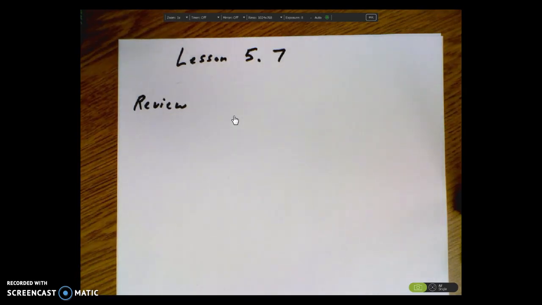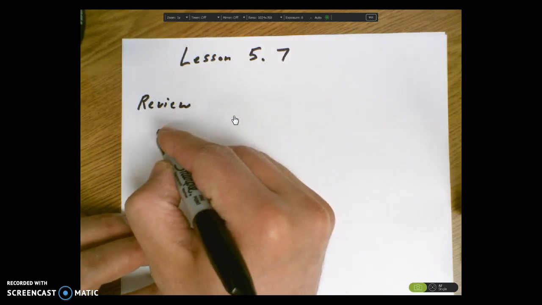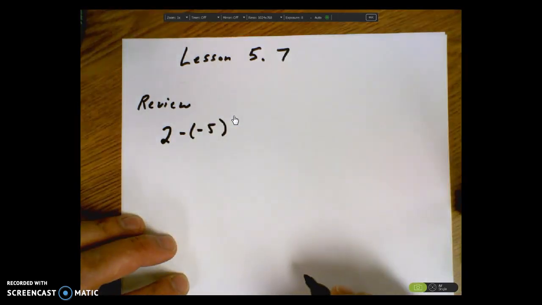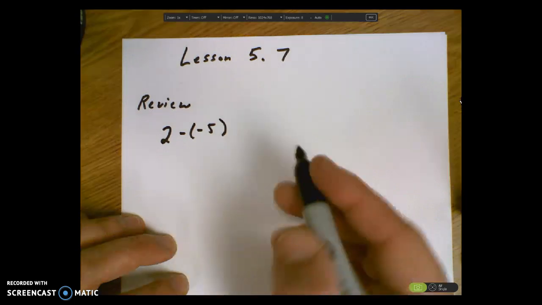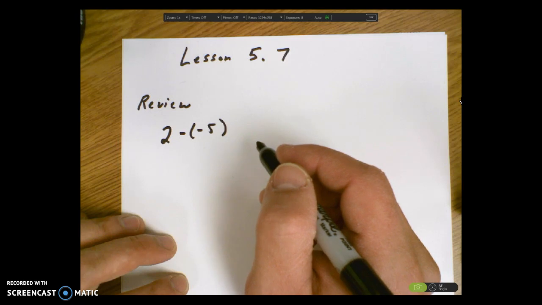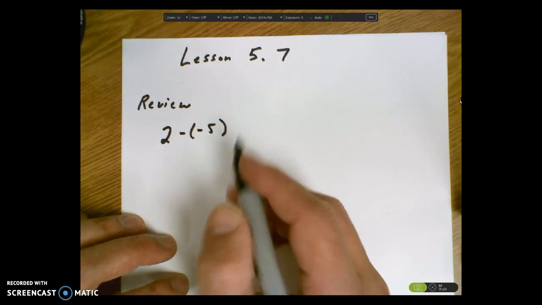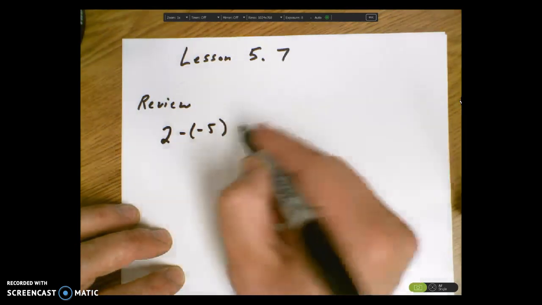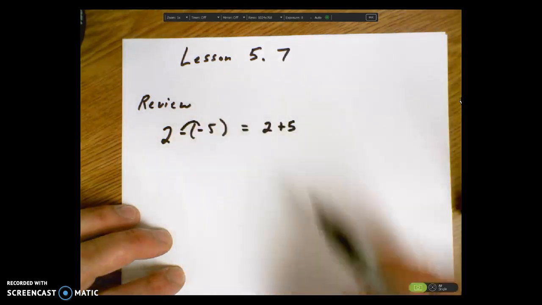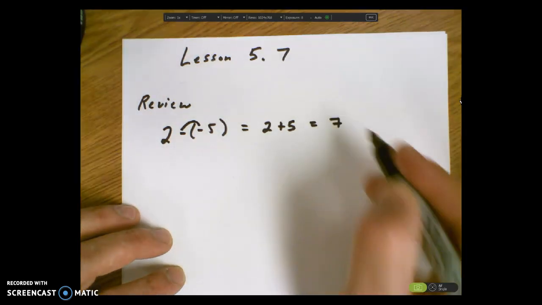Before we begin, I just want to review a few concepts we've been struggling with, okay? It's something as simple as a problem like 2 minus negative 5. Some of the issues we're having with a problem like this is we're not quite sure how these two things interact. Remember that when we subtract a negative, we are really adding. So this is actually 2 plus 5. You almost want to think of it as distributing that negative sign to the other one. And 2 plus 5 is 7.